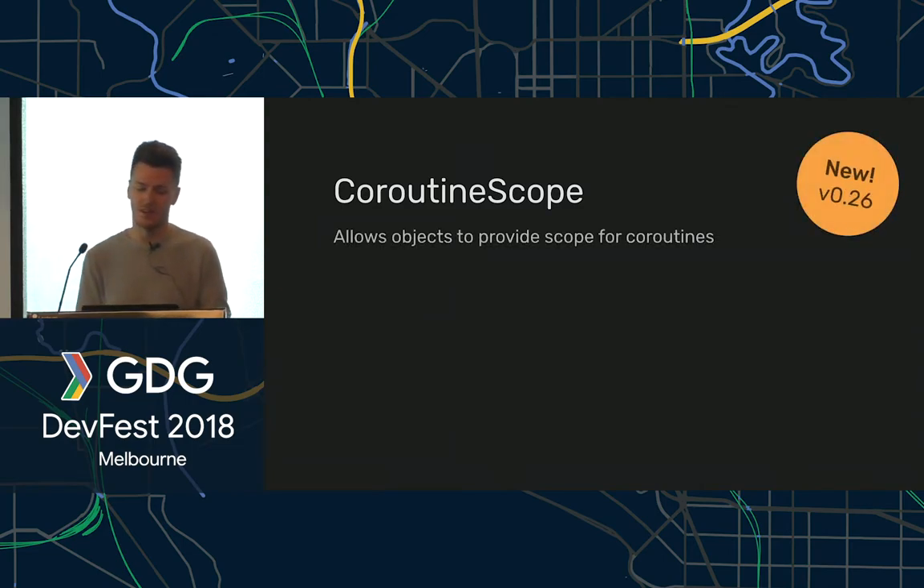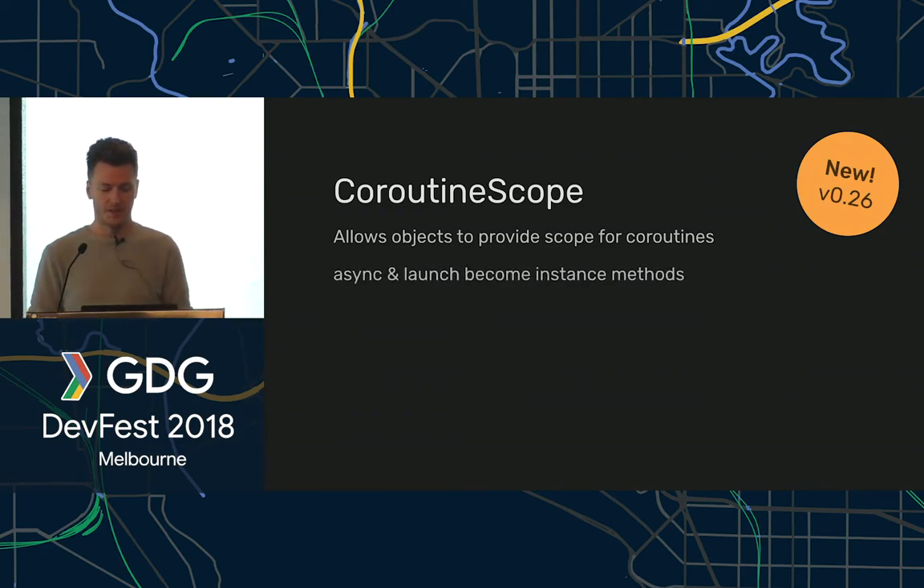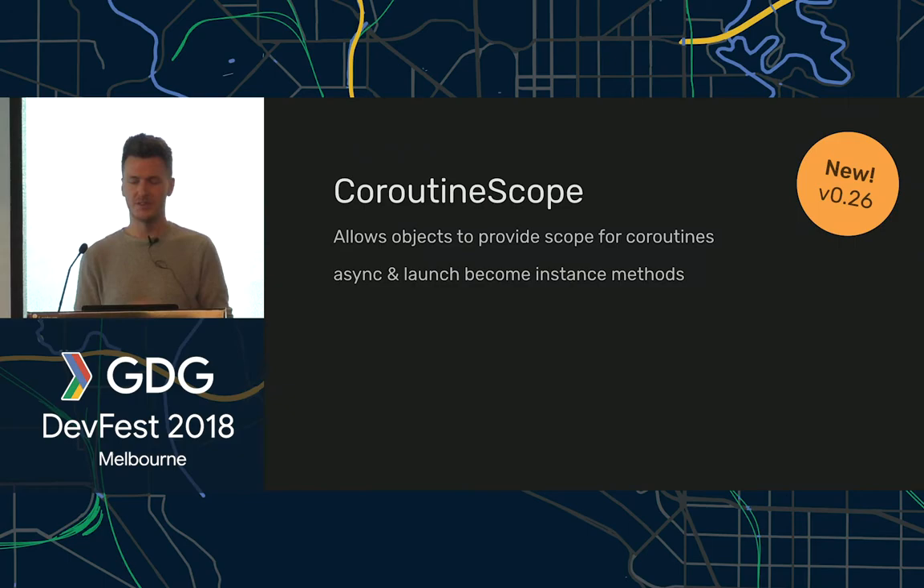But for the interest of this talk, the thing we care about is something called CoroutineScope. It allows objects to provide scope for coroutines. You can imagine that object could be anything that has a lifecycle. In our lives, it's going to be view models or fragments or services or whatever it would be. Async and launch now become instance methods on the objects. Previously, they were like static methods that you can call from anywhere, whereas now they become instance methods. So launching a coroutine changes from, I just want to launch something, to I want to launch something on my activity. It changes that mental model. It scopes something to something else.